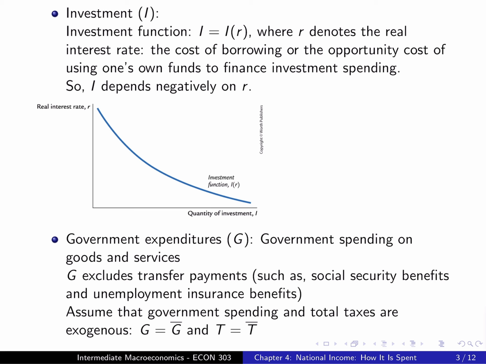In our model, we assume that both government spending and taxes are exogenous. That means they are fixed and determined outside the model. G equals G bar, T equals T bar.